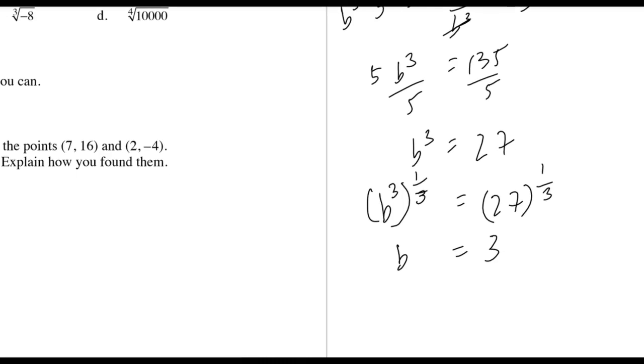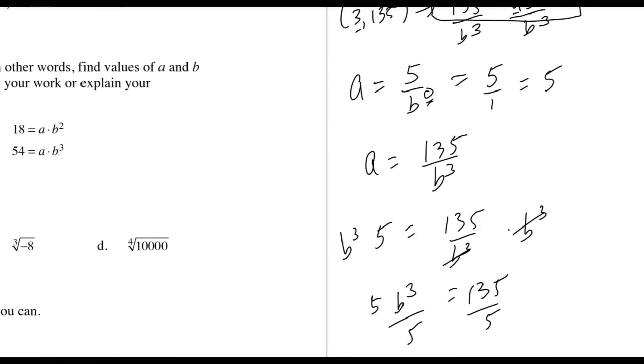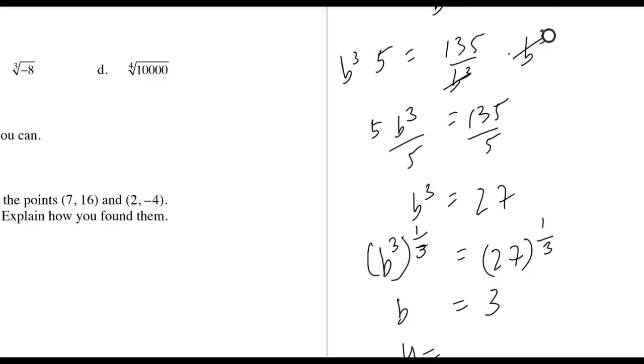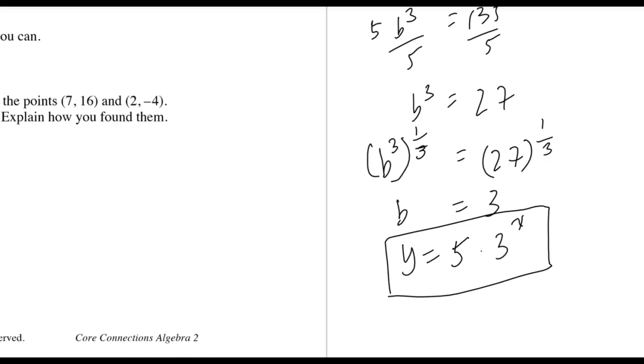And of course, in this equation, a is 5. We figured that out all the way up here. So y equals 5 times 3 to the x. This would be the final answer. Okay?